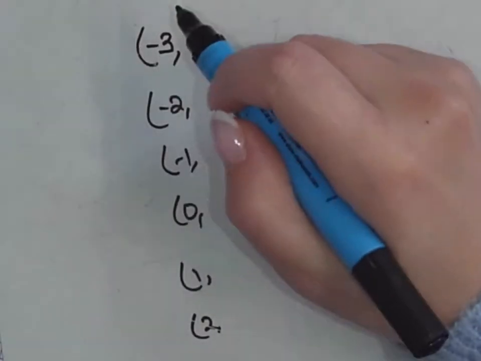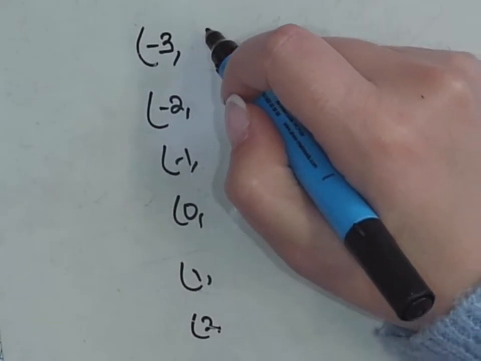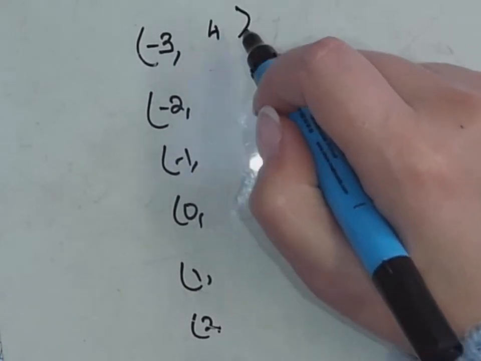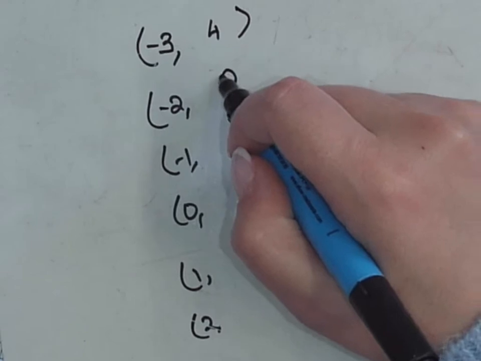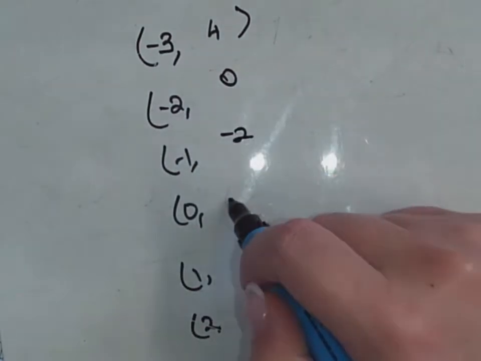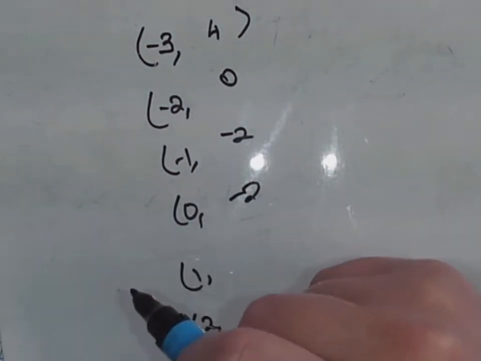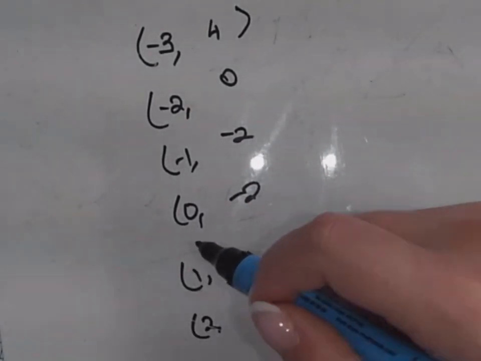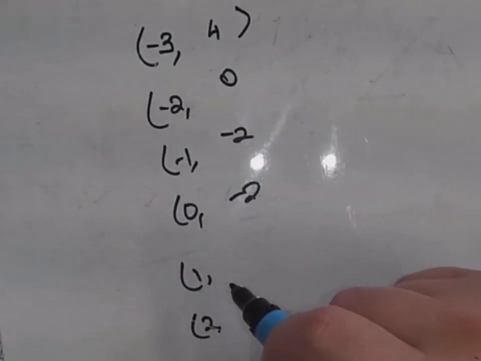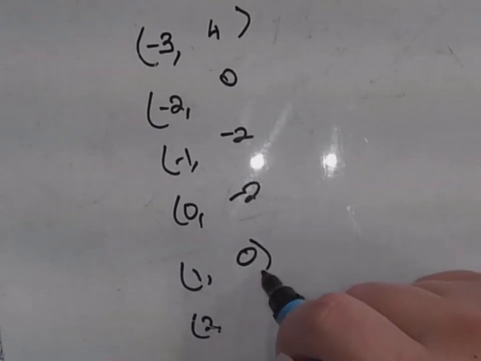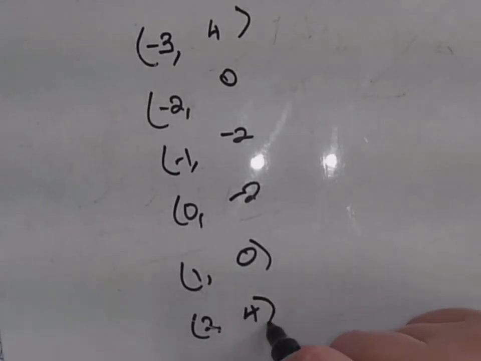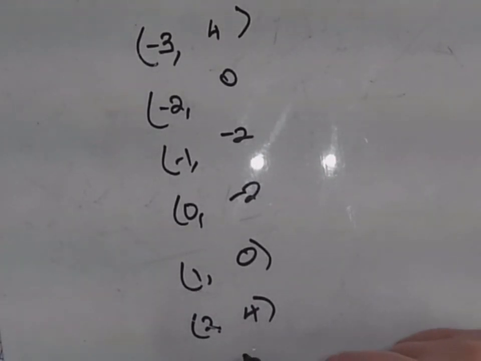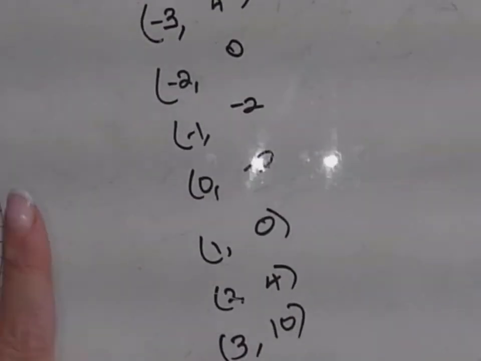So your first point is minus 3 in the first column, 4 in the second. Minus 2, 0, minus 1, minus 2, 0, minus 2. And then I've used the down arrow to get the rest of them. 1, 0, 2, 4, and 3, 10. Is that okay? So then I come on to draw it.